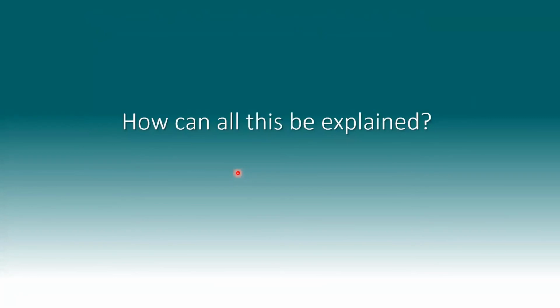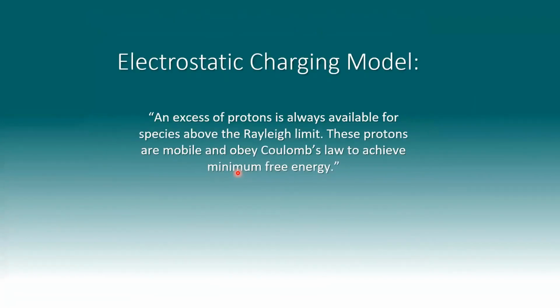So this is very interesting, but how can we explain this? We need to explain this. So we can explain this with a new model of electrospray. We've called this the electrostatic charging model. And what it says is an excess of protons is always available for species above the Rayleigh limit. This is roughly 600 Daltons. And these protons are mobile and they will obey Coulomb's law to achieve minimum free energy.